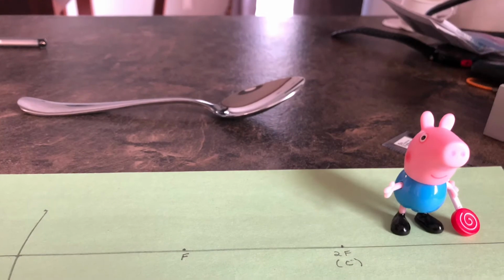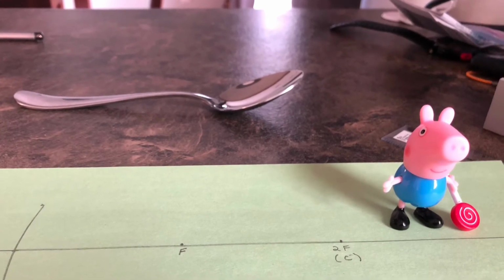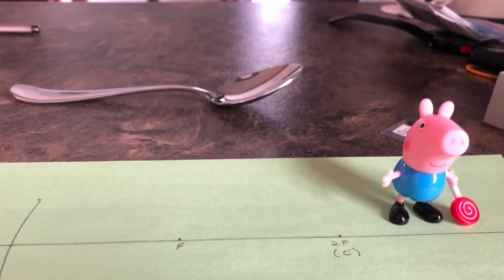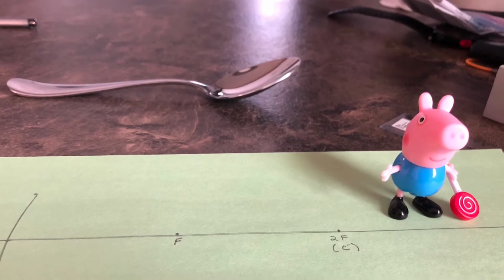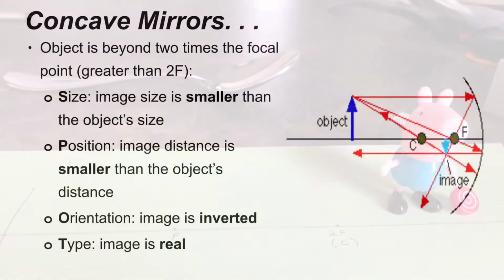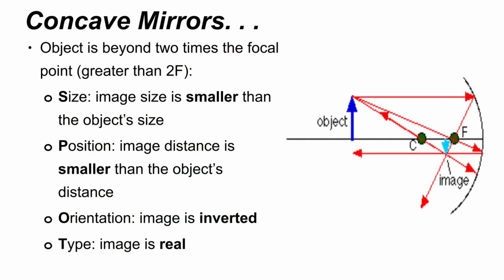In the last scenario, the object is further than twice that of the focal point from the mirror's surface. Let's see what happens in this situation. When the object is further from the mirror than twice its focal point, the size of the image will be smaller than the object. The position will be closer to the mirror's surface than the object is. The image will be inverted, flipped over compared to the object, and it will also be real, again, meaning you'll need a screen or something to capture that image. It won't appear to come from the mirror itself.